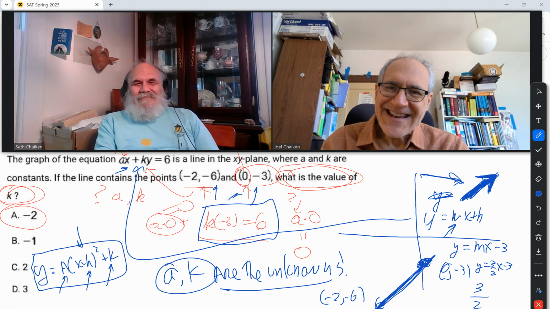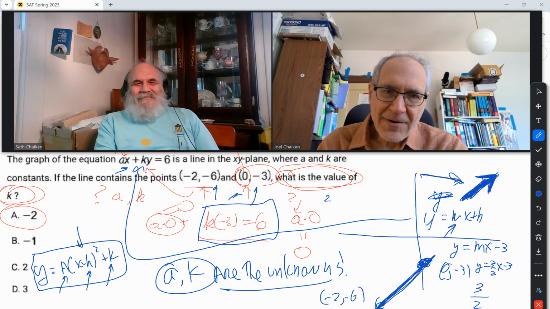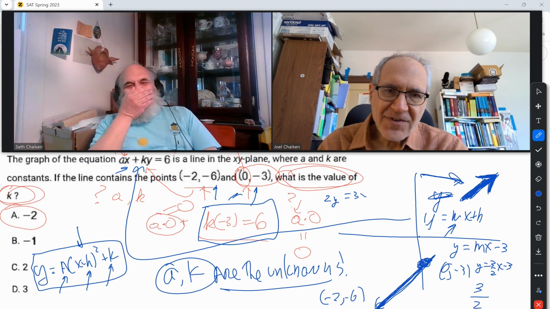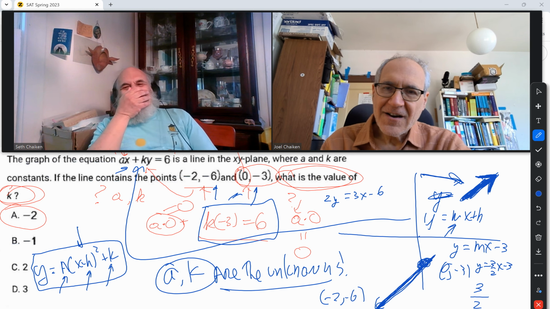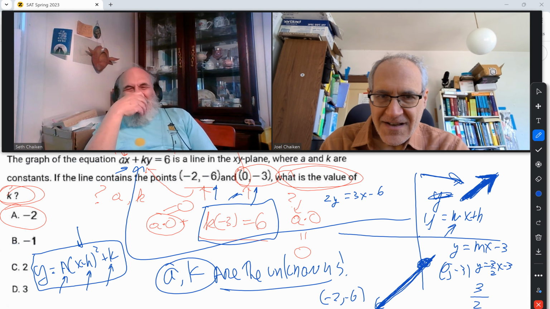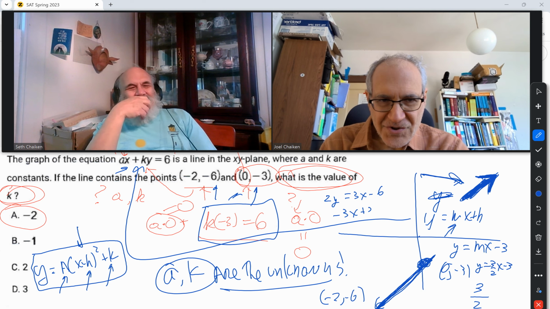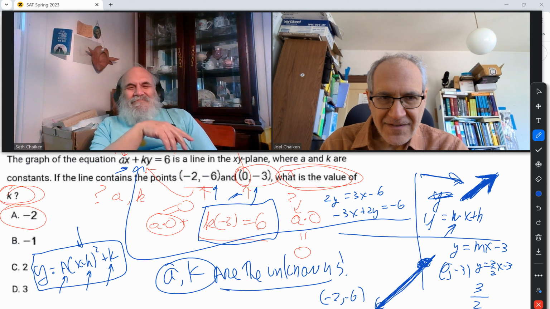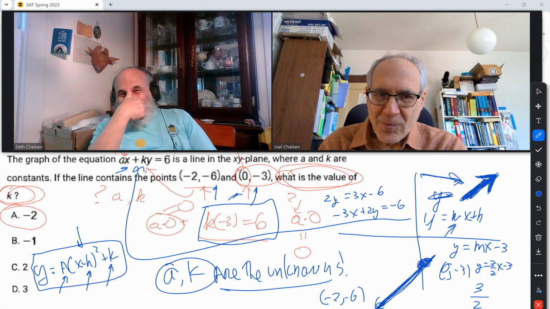So, it doesn't take that long, but it uses up a lot of brain power. 2y is equal to 3x minus 6. Oh, that's nice of them. They give you the 6. So then you do negative 3x plus 2y is equal to negative 6. So that's right. This is it.